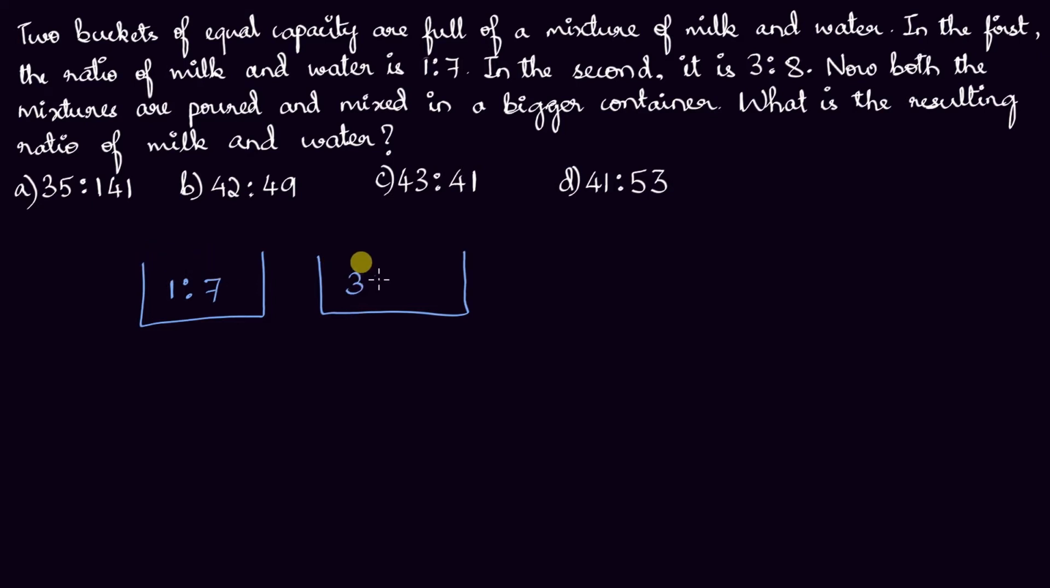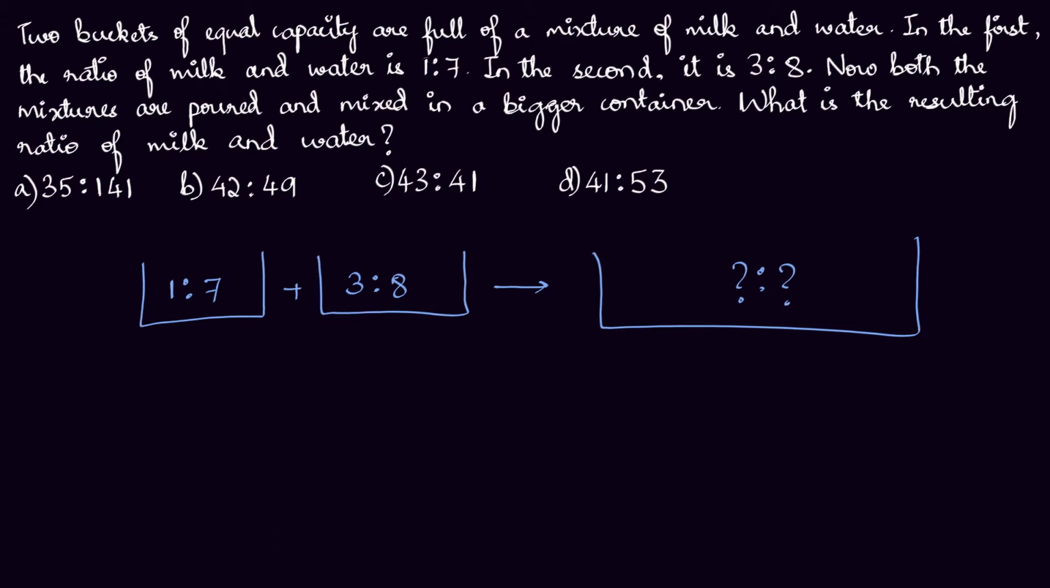And here, the ratio is 3:8, which means that for every 3 portions of milk, there are 8 portions of water. Now, we are going to mix them into a huge container like this. Now, we need to find the resulting ratio of milk to water here. So, let's put that down like this.